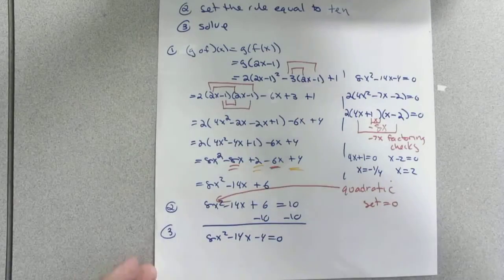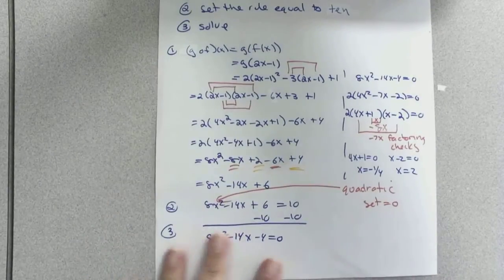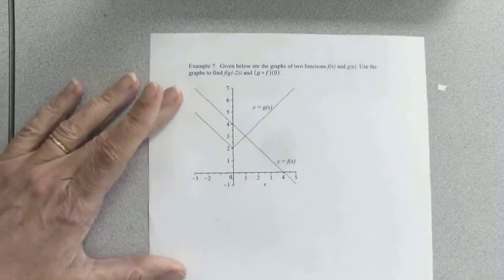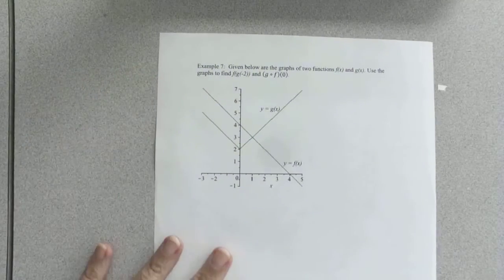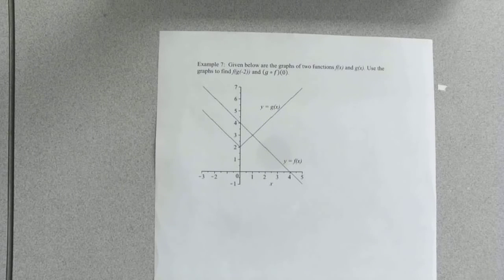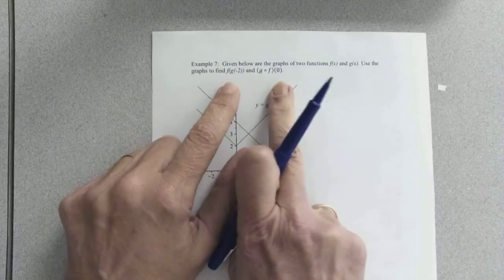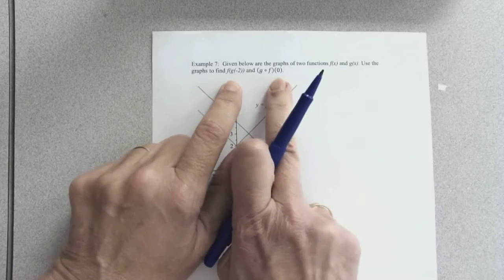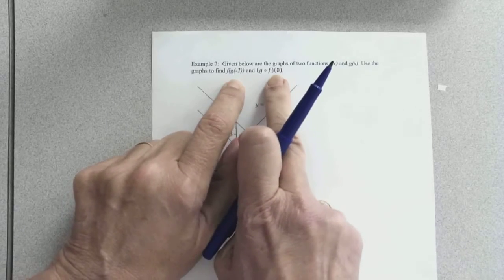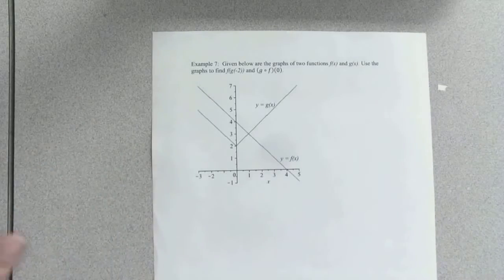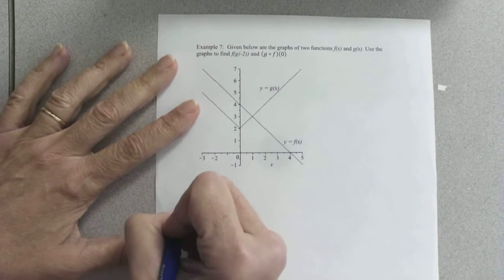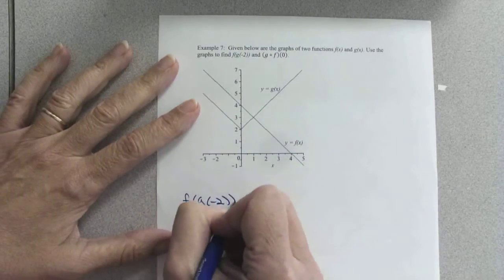Okay, last problem. Given below are the graphs of two functions f and g of x. Use the graphs to find f of g of negative 2 and g of f of 0. Really pretty much the same problem, or similar problems, one with the nested notation, one with the little circle, but they're kind of the same idea. So f of g of negative 2.